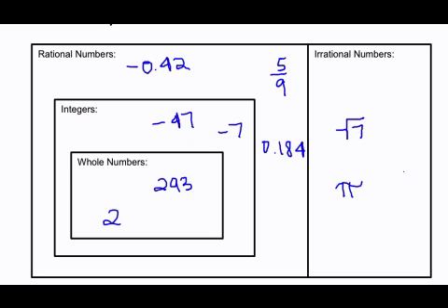The next one is negative square root of 9. The square root of 9 is 3, so this would be negative 3. So therefore, that would be an integer. And last one, 4 2/3. Again, it's written as a fraction, so therefore that would be a rational number. And you'll notice that some numbers, such as the whole numbers, are also integers and are also rational numbers.